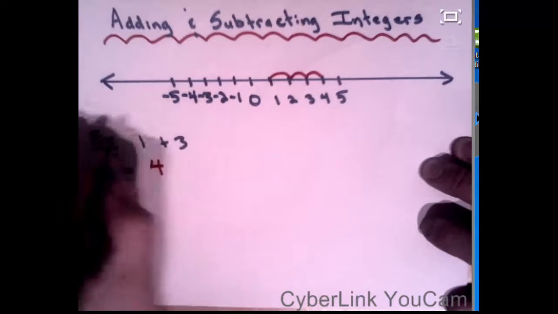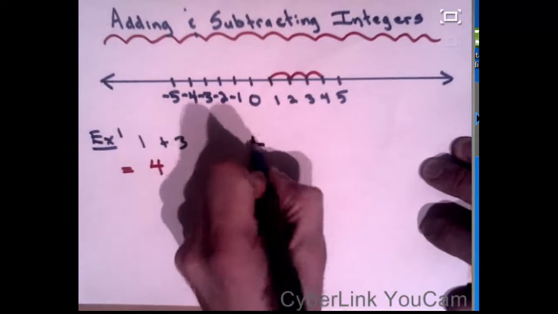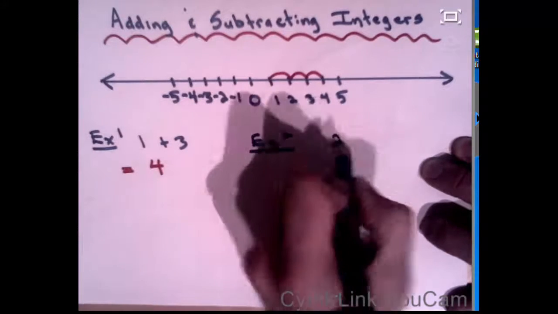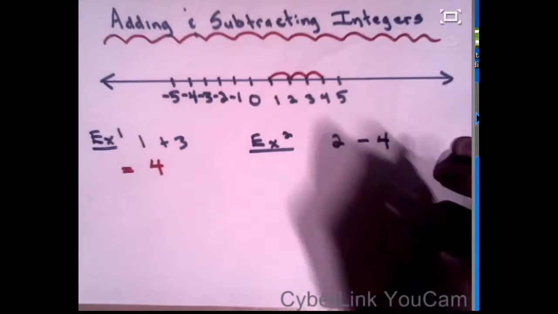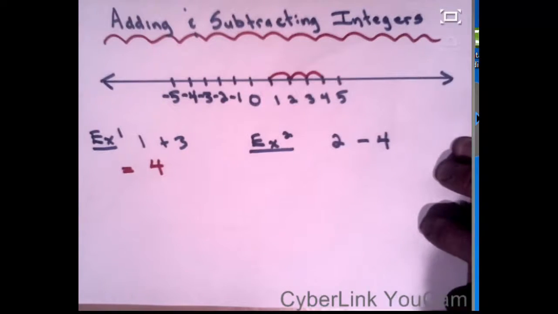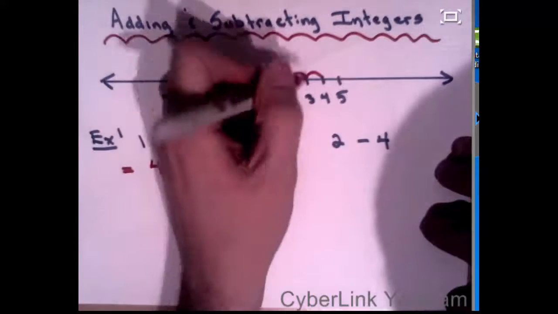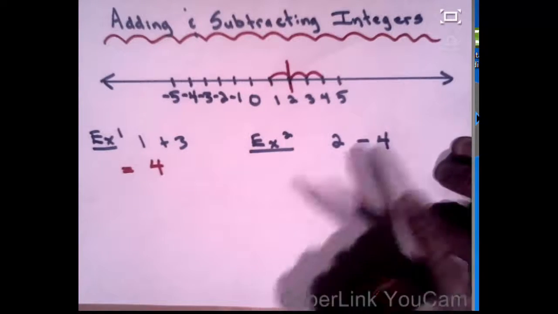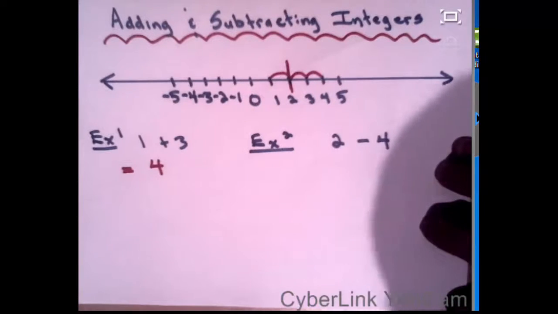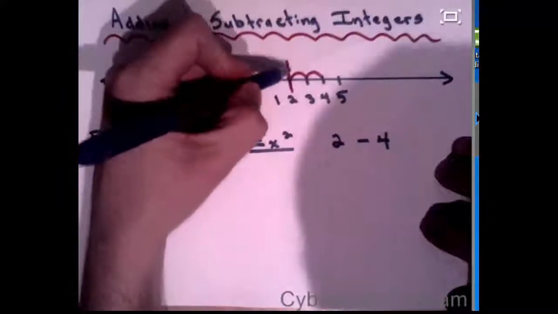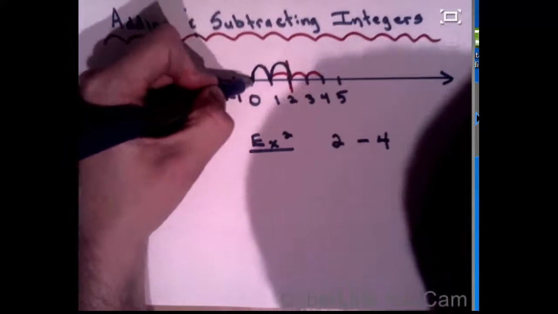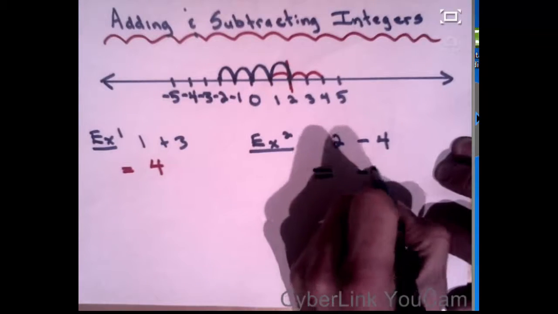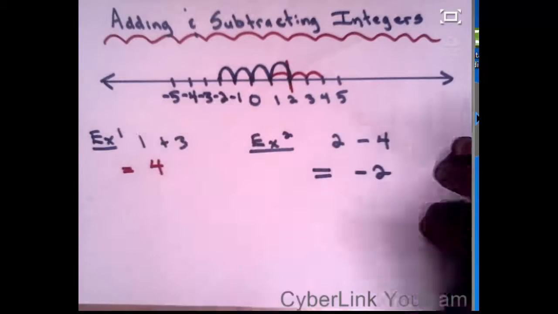Okay. Another example, example 2. What if we have 2 things and we lose 4? In other words, we subtract 4. We would be here, and we'd have to go this way and lose 4 items. Okay, so I'll change color. 1, 2, 3, 4. So if we had 2 things and we lose 4, we're actually at -2. Okay.